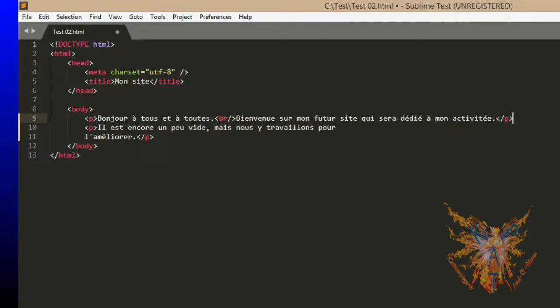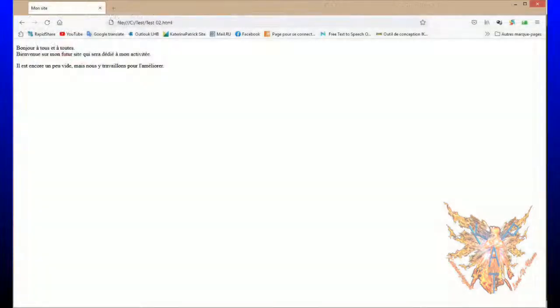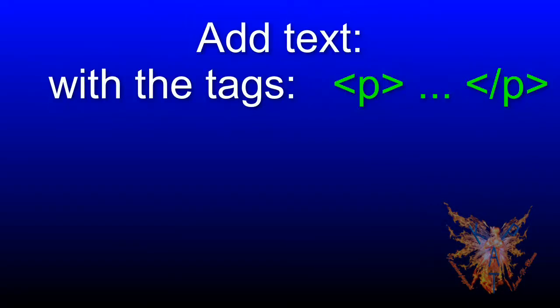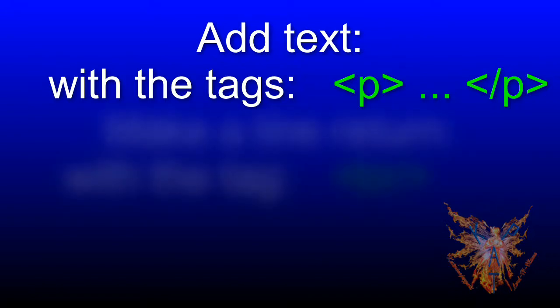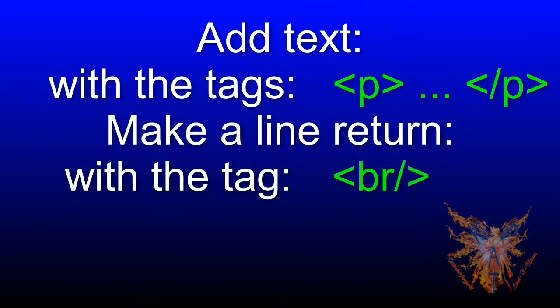Now let's see the result in the browser. Indeed, the first sentence is displayed on the first line, the second on the following line, and the third after the second, but with a line break. So, for now, we have seen how to insert text using P tags, how to make a line break with the BR tag, and how to write paragraphs using a series of P tags.